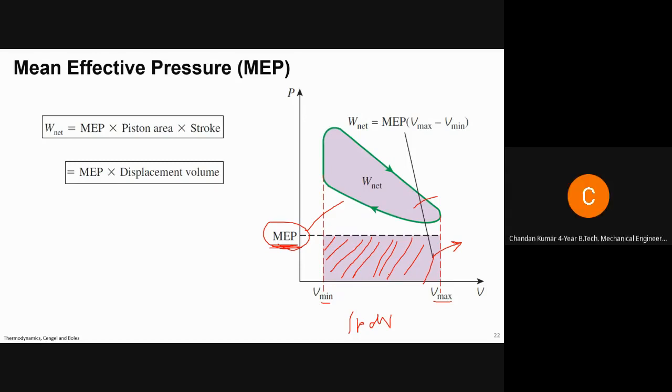Sir, will mean effective pressure be given, or do we need to calculate it in any case? You need to calculate. If you are given a cycle, you can calculate W net. For any cycle given, you can easily calculate the area enclosed in the cycle, right? This is the area that is there. Based on that, you can calculate the net work done by the cycle. If you have the net work done and you know the delta V, you can simply divide net work done by displacement volume. You will get mean effective pressure. That's it.